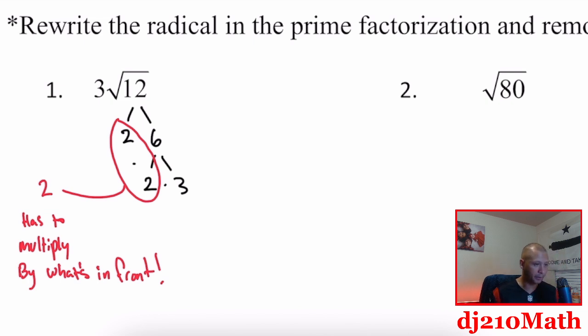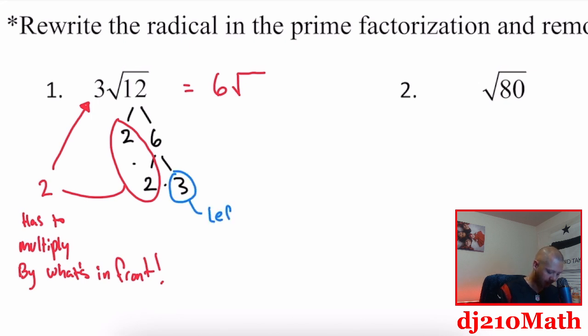So in this case, there's a 3 in front. So this is going to be 2 times 3. It has to multiply here. So 2 times 3 is 6. And then the square root, and then whatever's left over, the 3. This is the leftover part, and this stays inside. So 6 root 3.